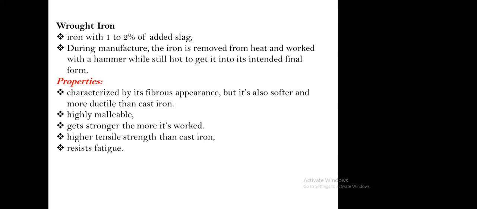Now, what is the basic difference between wrought iron and cast iron? Cast iron is iron that can be melted, poured into a mold and allowed to cool, whereas wrought iron is a type of iron that can be heated and then worked with a tool. In fact, wrought is derived from the past participle of the word work.